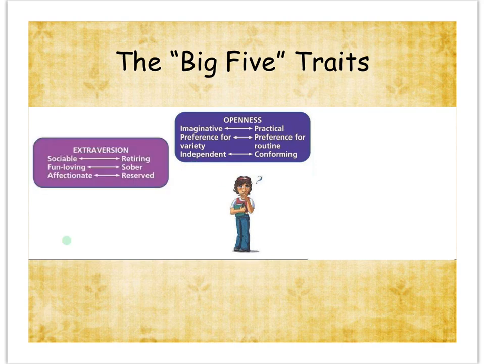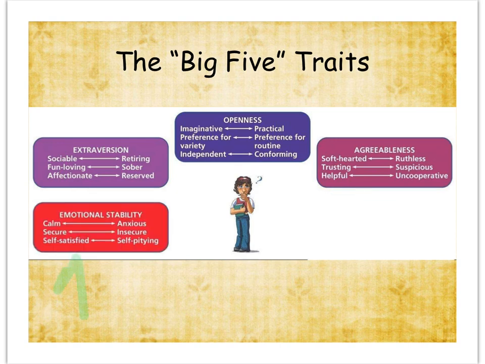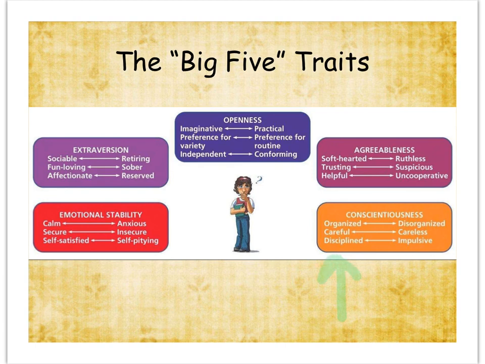For extroversion, once again, more extroverted on the left, so more sociable, fun-loving, and affectionate as compared to retiring, sober, and reserved. For agreeable, here you go. You're more agreeable if you're soft-hearted, trusting, and helpful as compared to ruthless, suspicious, and uncooperative. You're more emotionally stable if you're calm, secure, and self-satisfied as opposed to anxious, insecure, or self-pitying. And you are more conscientious if you're organized, careful, and disciplined as compared to disorganized, careless, and impulsive.